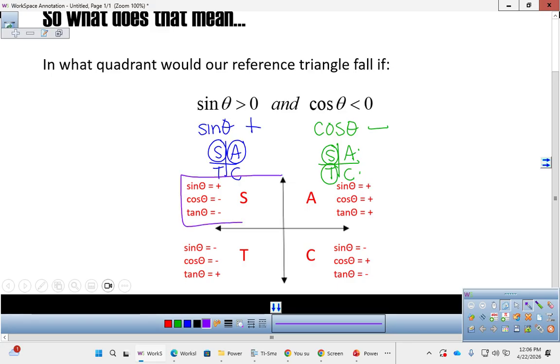And let's analyze quadrant 2 and see why it makes sense. In quadrant 2, sine is positive and cosine is negative. It's the only one of the 4 quadrants where both of those things are true. So my answer for this one would be quadrant 2. Let's try another one.